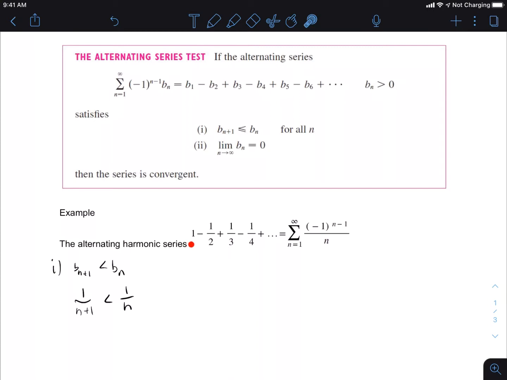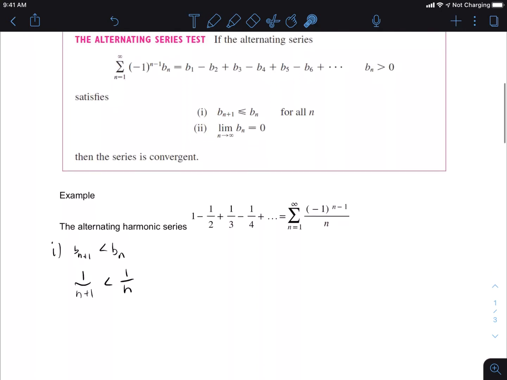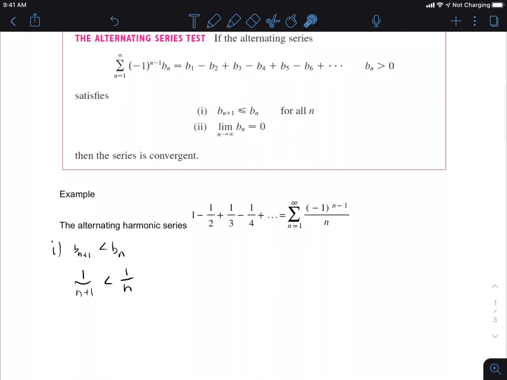All that's happening is the n was 1, so it was 1. The n was 1, and then here it was 2, 3, 4, and you can see when we get to n, you're going to get 1 over n, and then the next one's going to be 1 over n plus 1. And so you can see that the denominator is getting bigger and bigger, and so that means that the overall number is getting smaller. So that's satisfied, so we're good there.